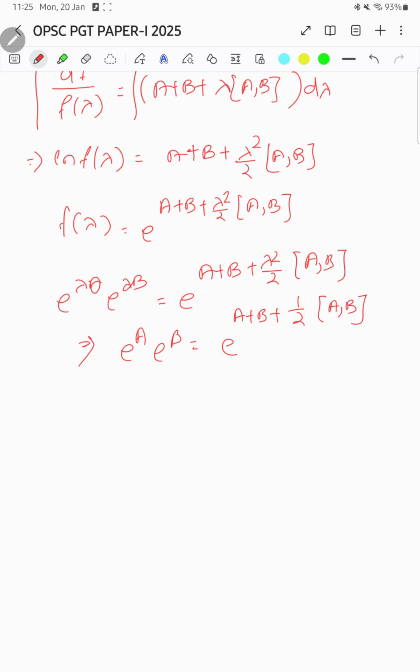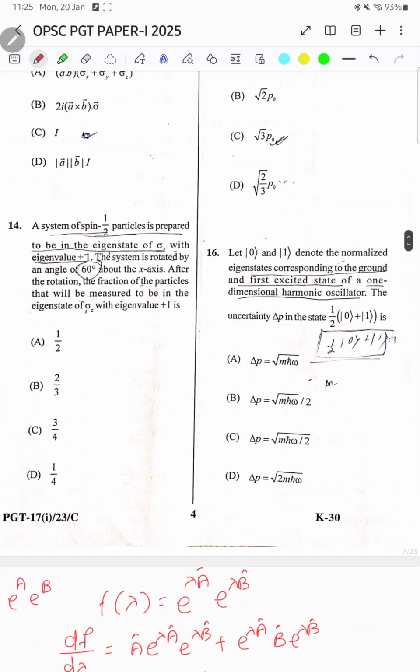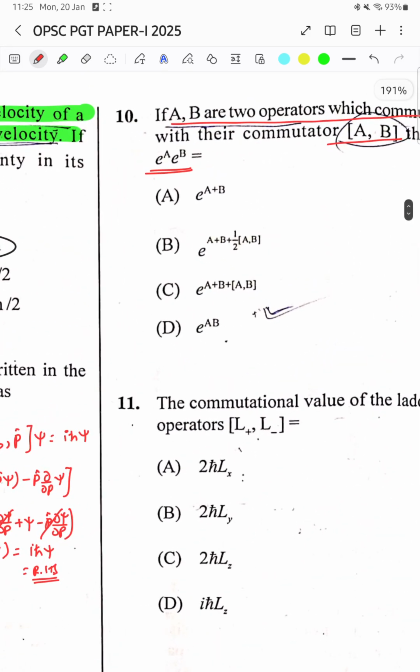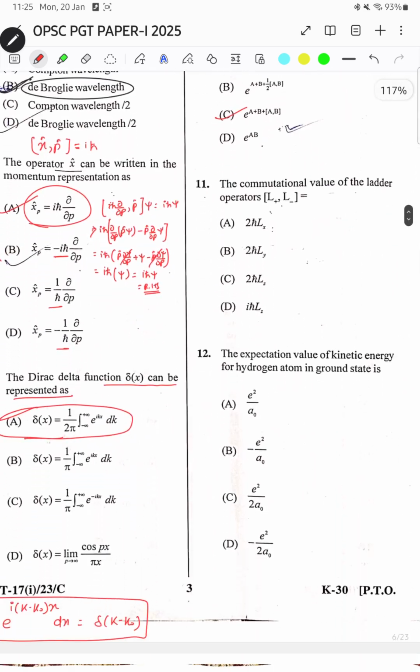Okay, is there any option? Yes, there is one option. So option number C is the correct answer for you. Okay, you see the proof.